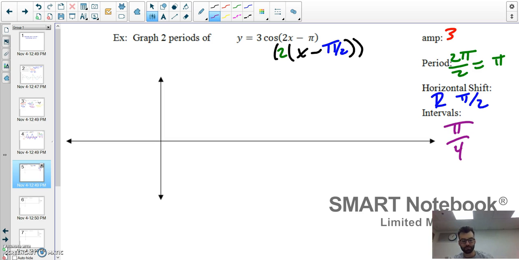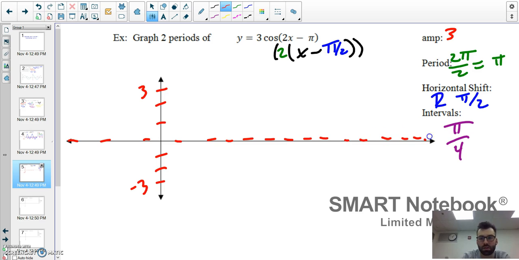Okay. So, let's throw what we know. We got 1, 2, 3 amplitude. 1, 2, 3, negative 3. Amplitude, midline did not change. No vertical shifts. Alright. What else? Move to the right pi over 2. So I'm going to start about here.